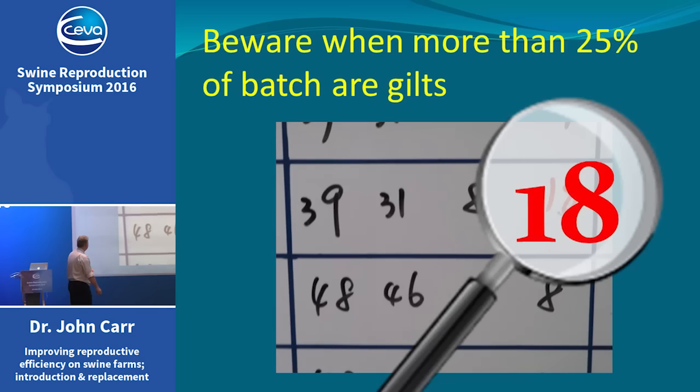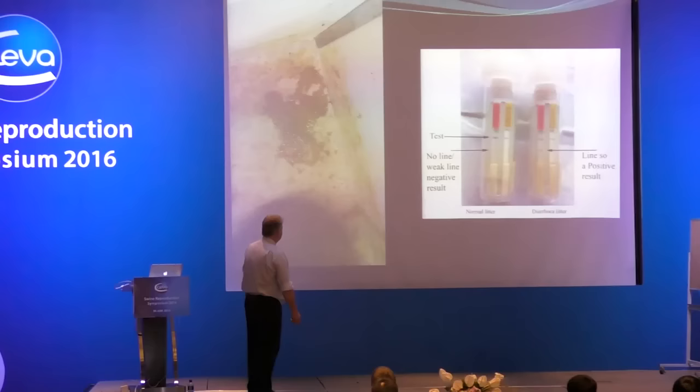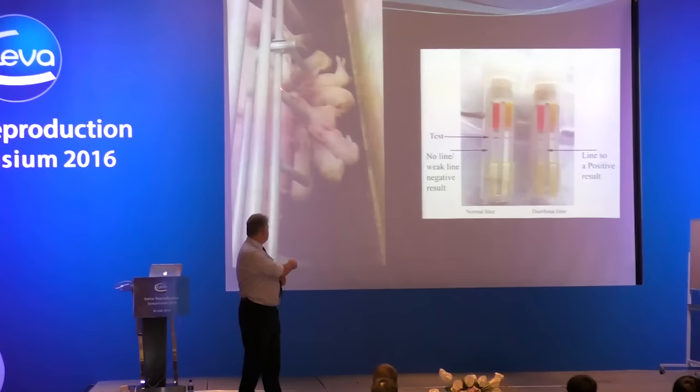Be very, very wary when you have more than 25% of a batch being gilts. I am helping to pay for the hotel bill. As Nicholas said this morning, you put a lot of gilts into the system, what do they do? What they do is they scour. This is a rotavirus problem associated with these gilts.